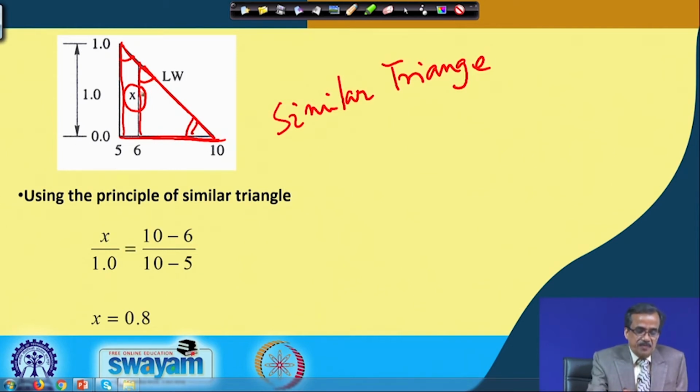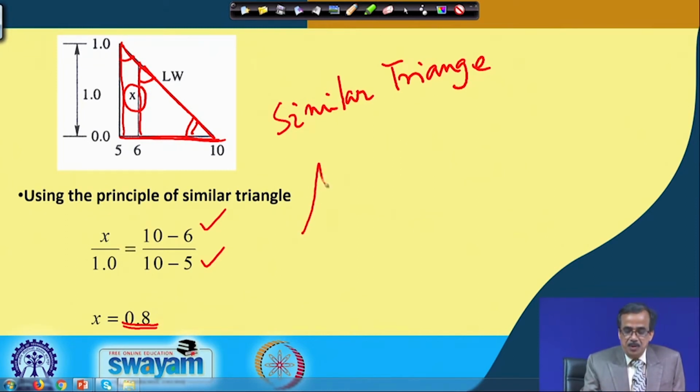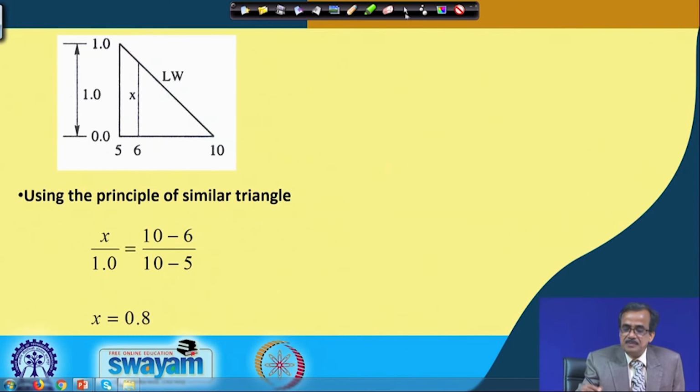So, I can write down x divided by 1.0 is nothing but 10 minus 6 divided by 10 minus 5, and now if I find out the value of x, x will come out to be equal to 0.8. So, this membership value, that is your mu low, is 0.8. So, this is the way we can determine the value of the membership.